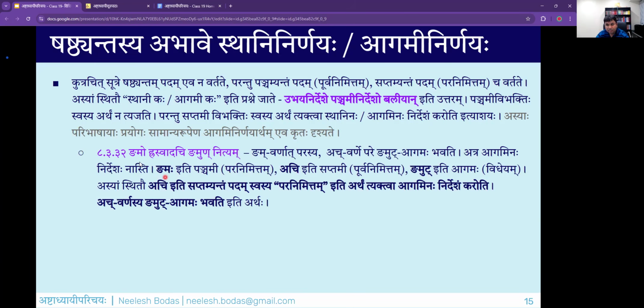So here is an example. This is the sutram for the Ngamudagama Sandhi. Ngamorhaswadachi ngamunnityam. You don't need to understand the sutram. I'll just give you the simple meaning. So ngam varnat parasya. Ngam is a pratyahara. Ngam varnat parasya. Achvarne pare ngamutagamaha bhavati. So the ngamut agama happens. So agama is given. So vidheya is given. Ngam varnat parasya. So purva nimitta is given. Achvarne pare. So paranimittam is given. Now, does it mean that any random XYZ present between the ngam and the ach gets the ngamudagama? That's never how the Vyakarana works. You have to specify things.